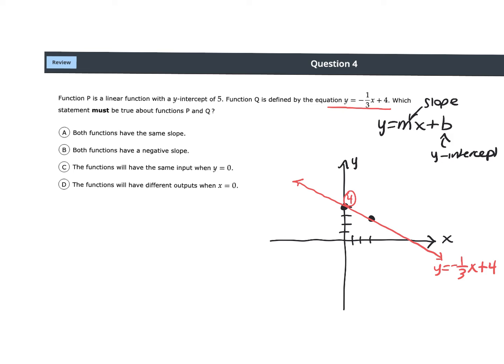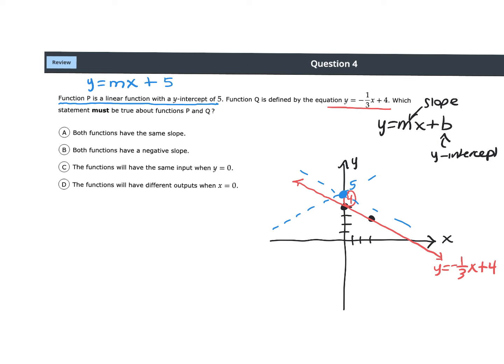Okay, now I'm going to pick a different color for function p. It says it's a linear function with a y-intercept of 5. So all I know about that function is it's y equals some slope x plus a y-intercept of 5. So I'm just going to plot its starting point, and I'll say, oh, that's a 5. Now, at this time, I don't know. This function could go up. It could go down. We don't know what would happen with this function.